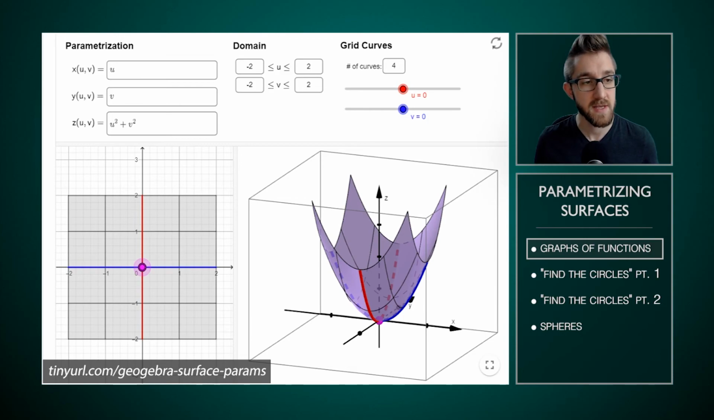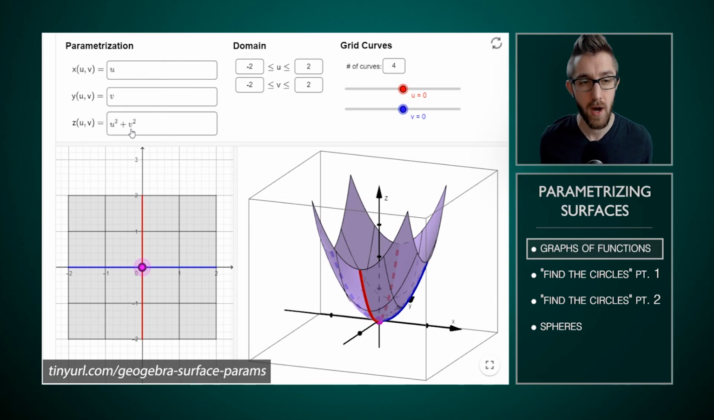What you can do with it is plug in any parameterization. The reason I'm using u and v in this video is because you have to use u and v here. It's the way it works. For our parameterization, remember we have x equals u, y equals v, and then z is u squared plus v squared. And then there's a few more things that you have to set up.